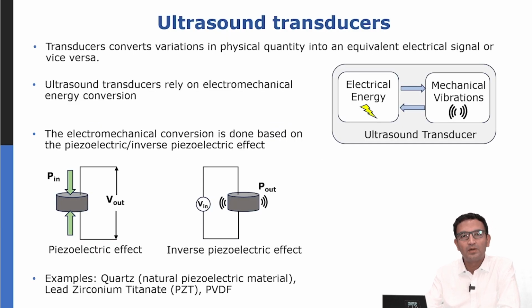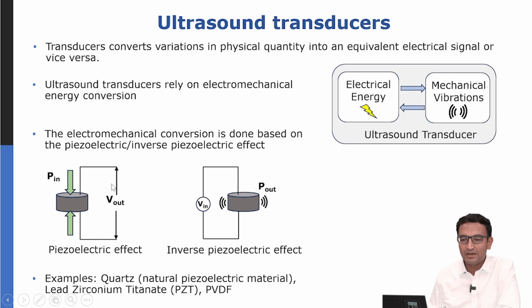So you have already heard about ultrasound transducers. Transducers convert variations in a physical quantity into an equivalent electrical signal or vice versa. And you have heard about the piezoelectric effect and the inverse piezoelectric effect. Transducers in ultrasound rely on electromechanical energy conversion. So if you give electrical energy to an ultrasound transducer, it will result in mechanical vibrations, and conversely, when mechanical vibrations are sensed by the transducer, they can be converted to electrical energy.